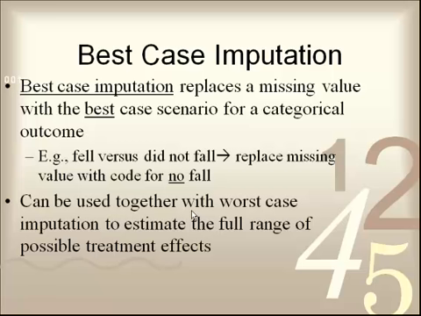Best case imputation is just the opposite of that. You're replacing a missing value with the best case scenario. So when you have a fall versus a did not fall, you're replacing the missing value with a no fall. This can be used together with the worst case imputation if you want to estimate a full range of possible treatment effects. So let's say you have 100 cases, you have 5 that you don't know if they fell or didn't fall, and maybe you do 2 didn't fall, 3 did fall, and you impute as equally as you can a best and a worst case scenario.